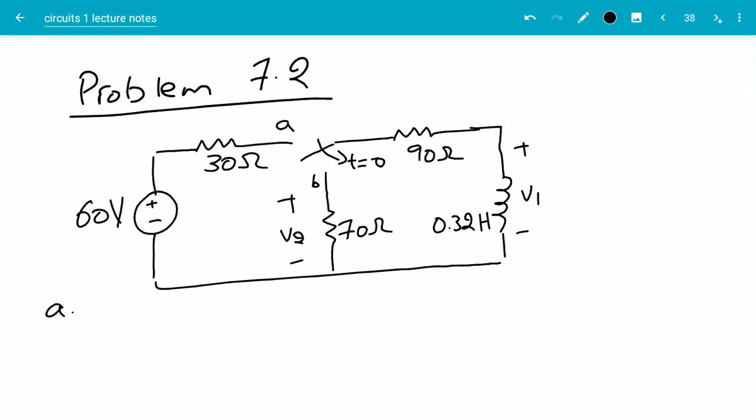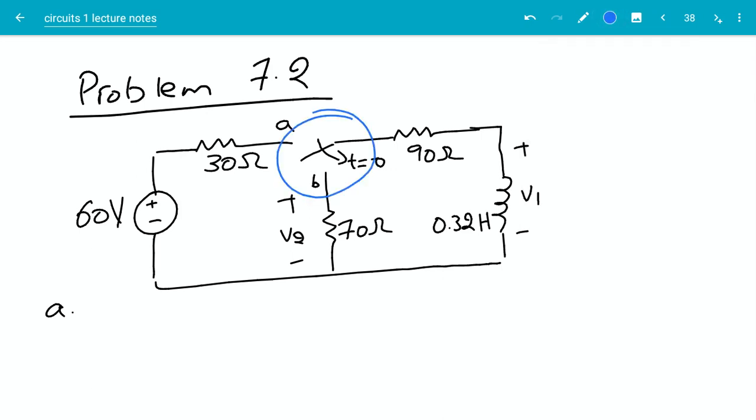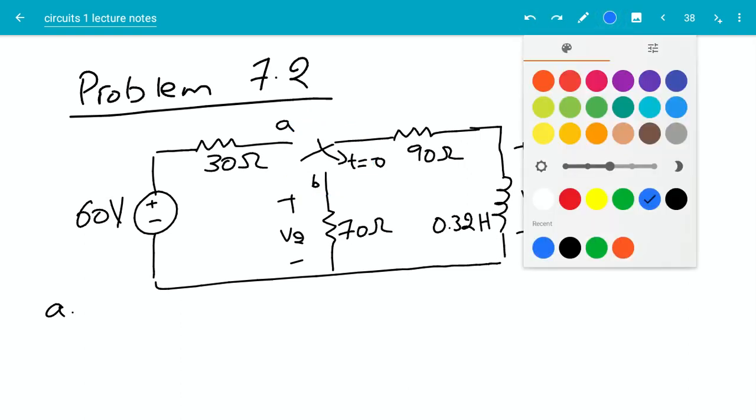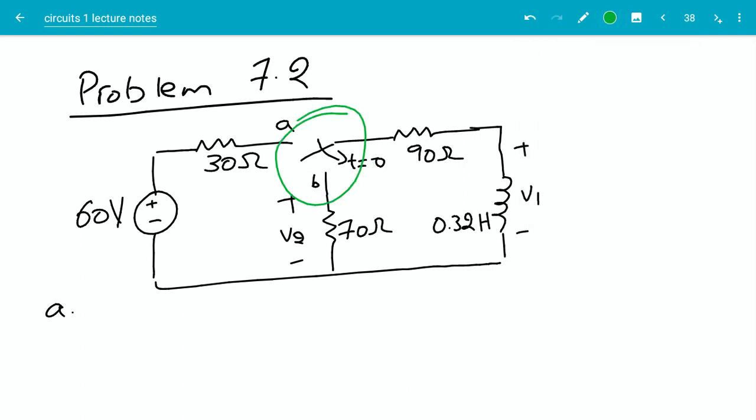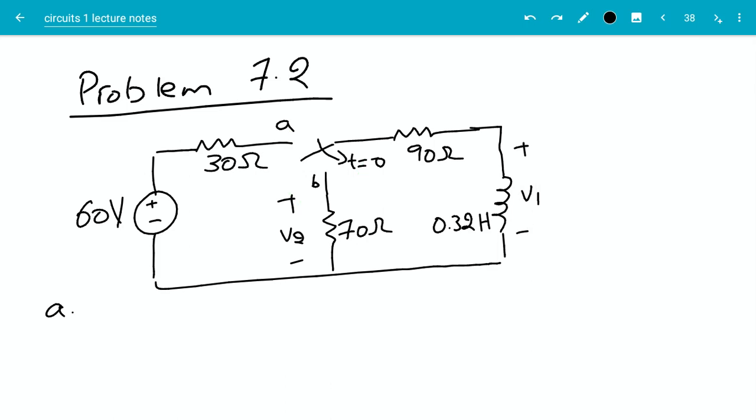The switch here is at position A for a long time, and at time t equal to 0, it switches to position B. That is the situation. Now for part A, they're asking us to determine the initial current in the inductor.